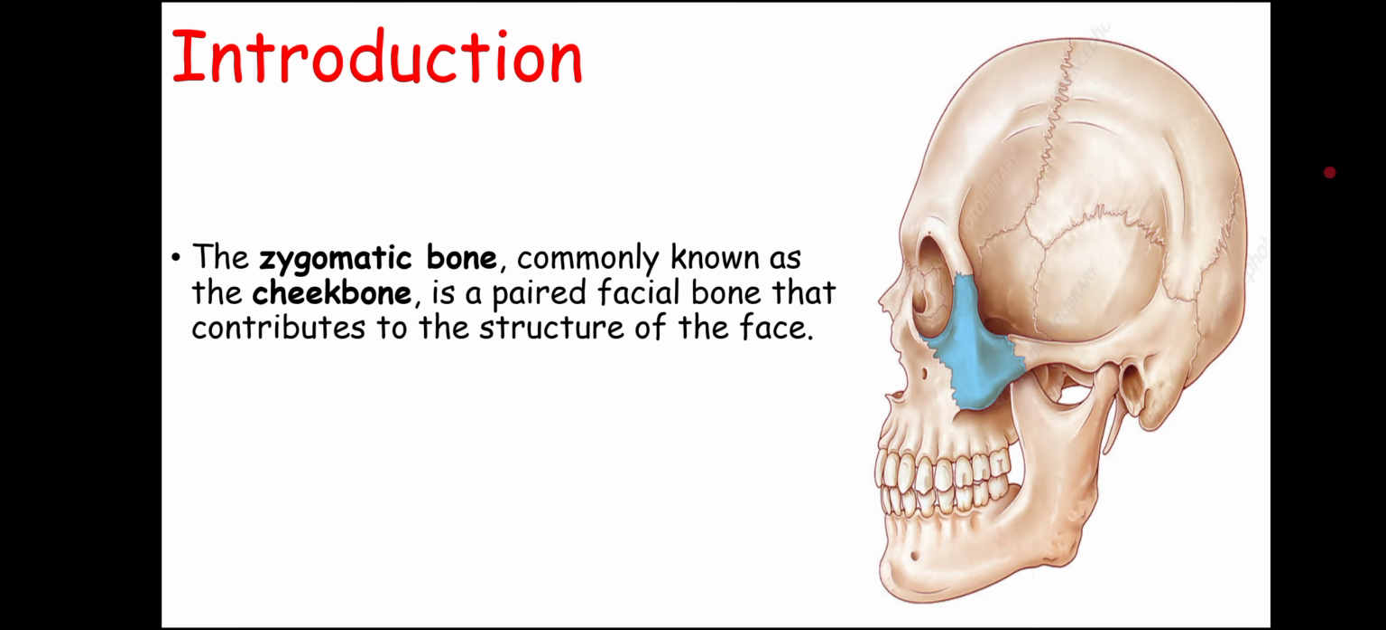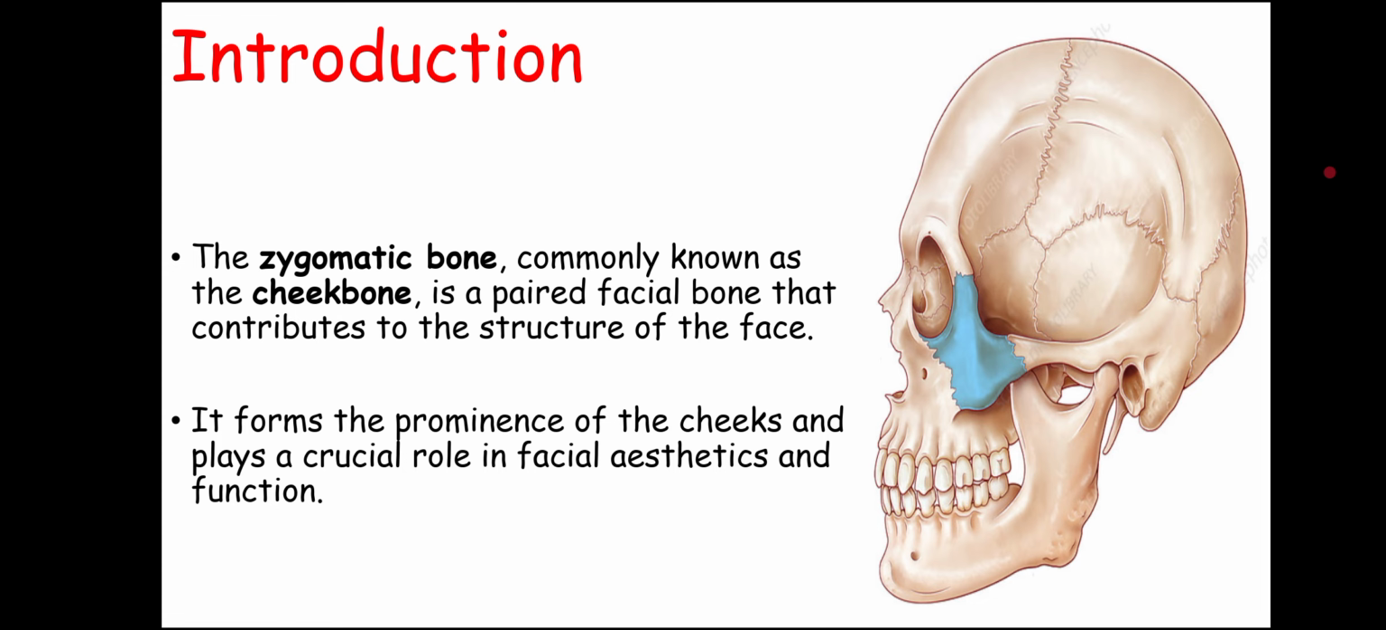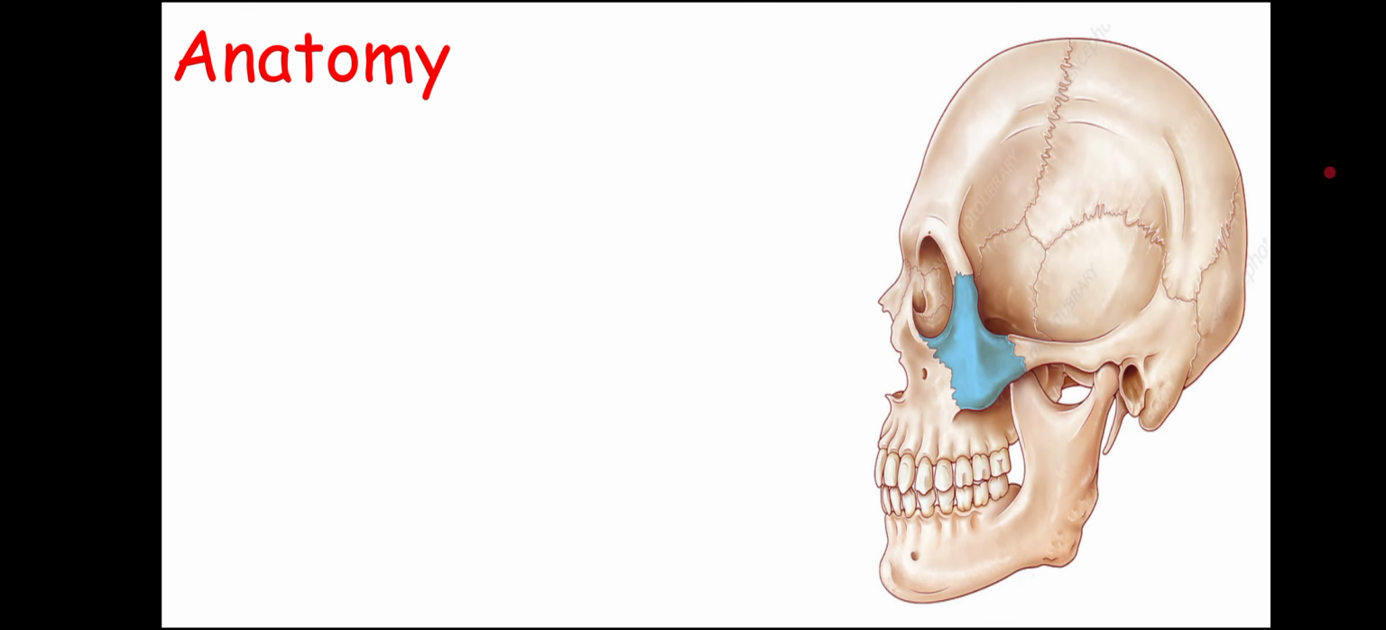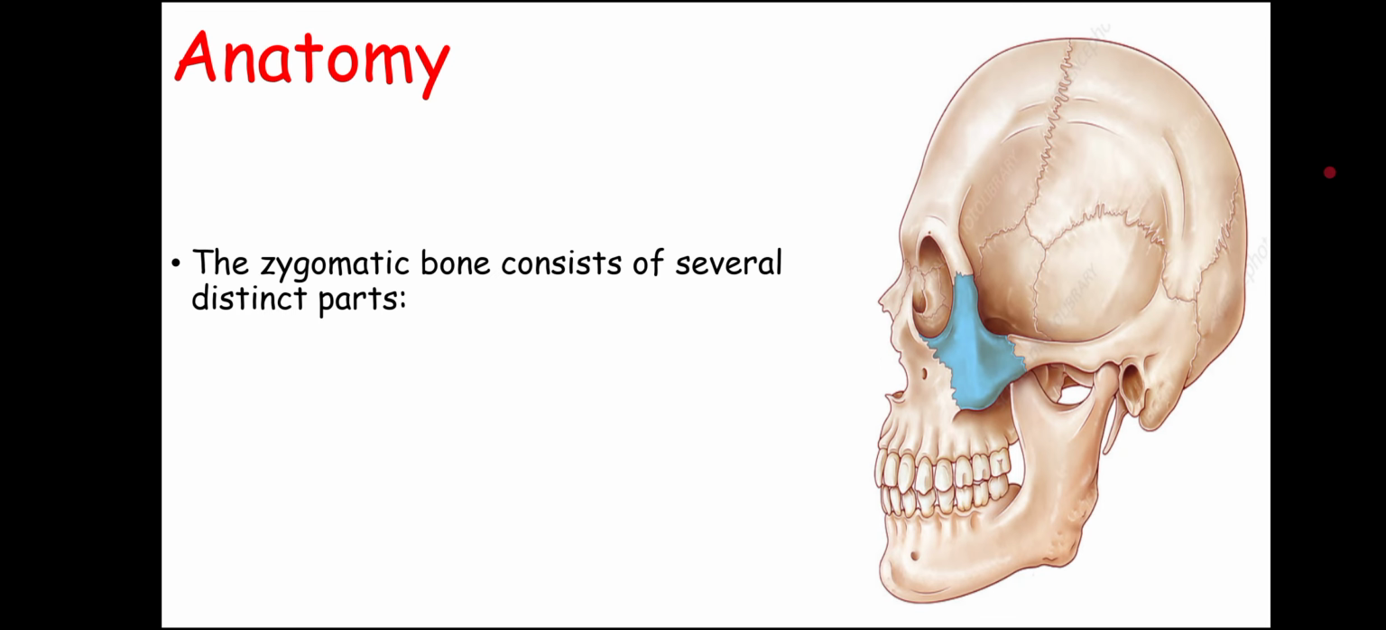We will start our topic with introduction. Zygomatic bone, commonly known as the cheekbone, is a paired facial bone that contributes to the structure of the face. It forms the prominence of the cheek and plays a crucial role in facial aesthetics and function. Here you can see at the side the diagram of the skull, and the blue area of the skull is zygomatic bone.